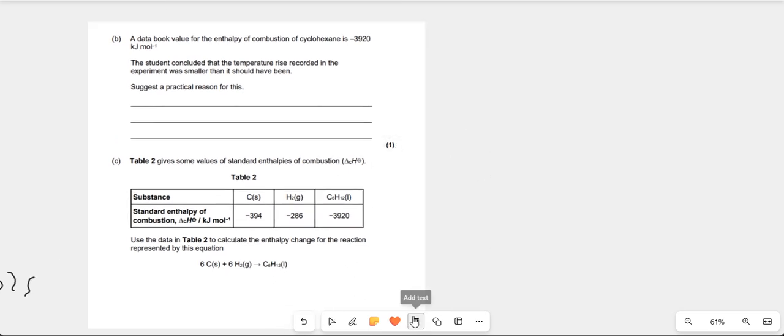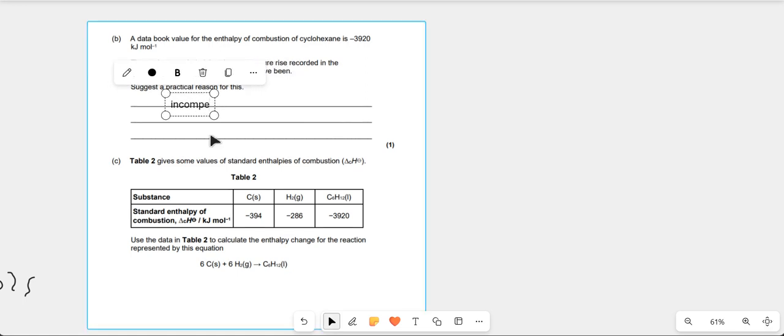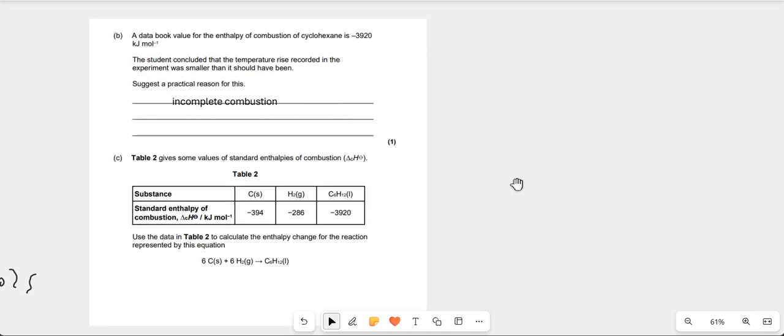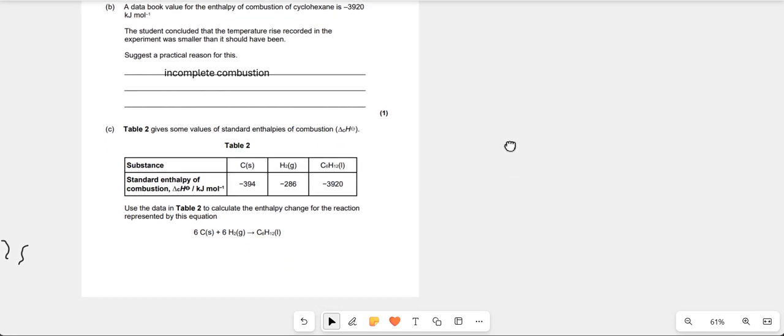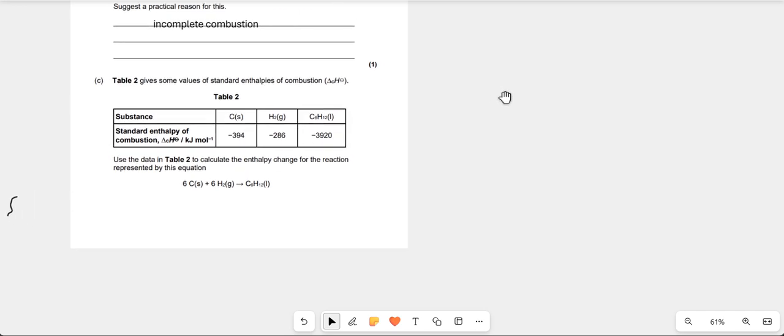The data book value is given. The reason why the practical value was different should be obvious by now, it's just incomplete combustion. So it's smaller than it should have been.